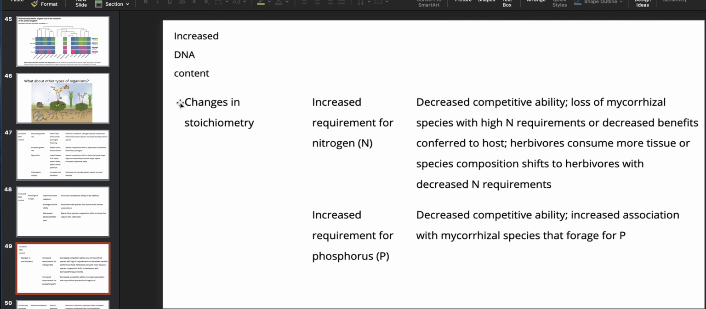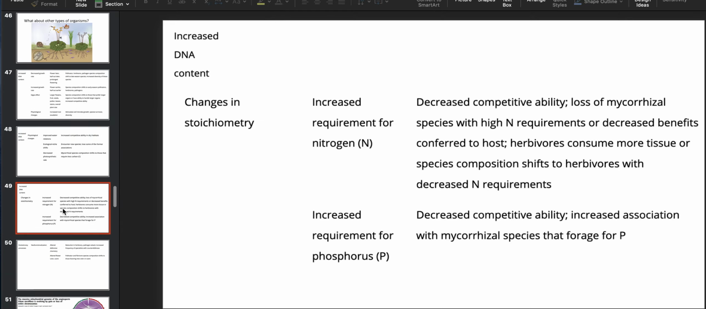Obviously the stoichiometric changes, this is the whole reason that I went on that little diversion on ecological stoichiometry theory in the beginning of the lecture. If the genome size increases in plants, it tends to result in an increased requirement for nitrogen per unit biomass and an increase in the requirements for phosphorus per unit biomass, because DNA has a higher nitrogen and phosphorus content than the rest of the plant cells by and large.